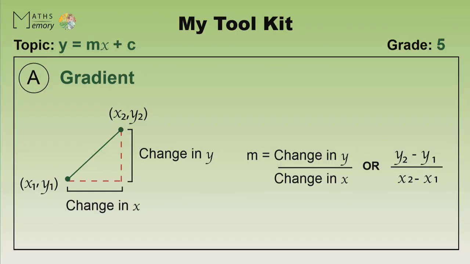This is the first toolkit, section A on the gradient. So to find the gradient, we need to have 2 clear coordinates. We're going to call these 2 coordinates x1, y1, x2, y2. We've shown how the gradient is defined as the change in y over the change in x, and more formally how we can write this as y2 take away y1 over x2 take away x1. So just pause the slide, write it down, and this is going to hold you in good stead in future questions to come.